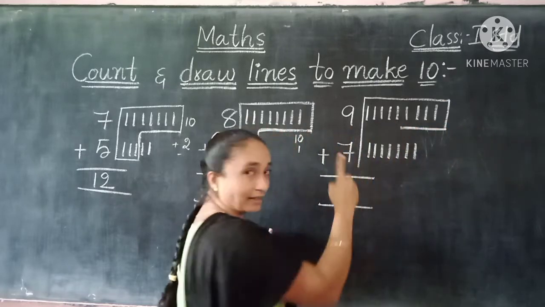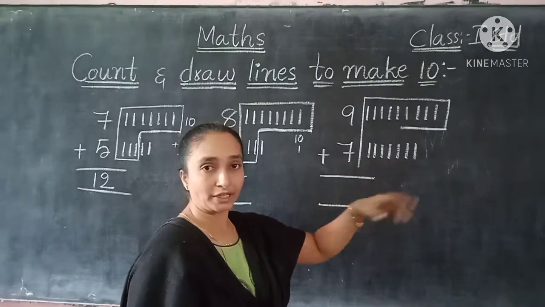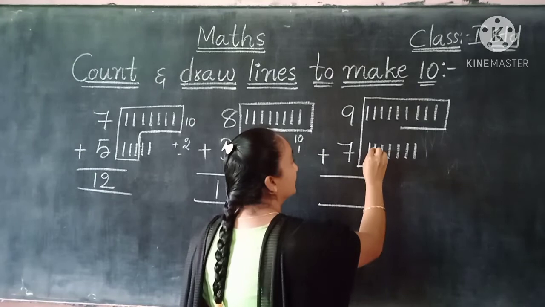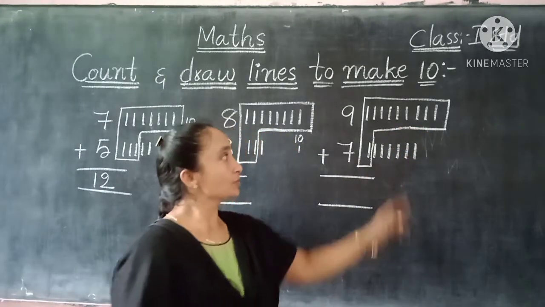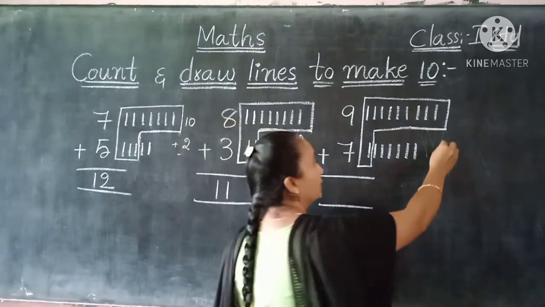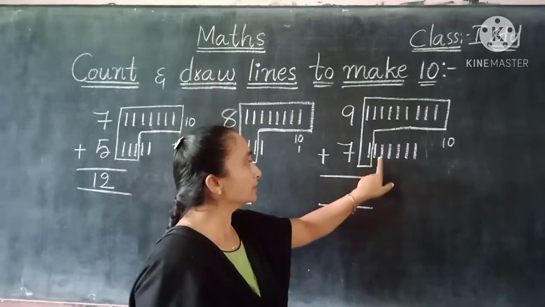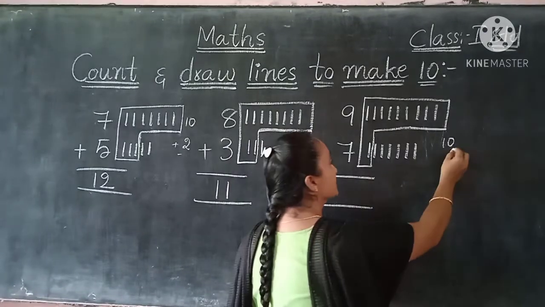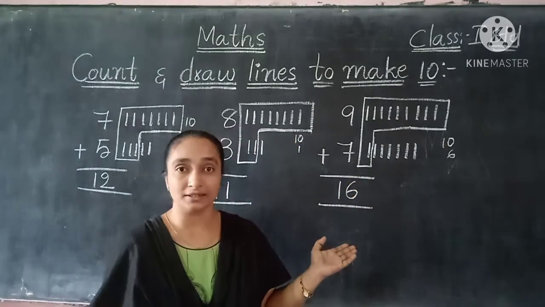So already 9 lines are there. So 9 we have there only. Now from the down we can take only 1. So 10 we want to take lines. So here we can take a 10. So 9 plus 1, 10. So here we have the 10. And remaining how many lines are there, children? 1, 2, 3, 4, 5, 6. So 10 plus 6. Here we have the answer 16.